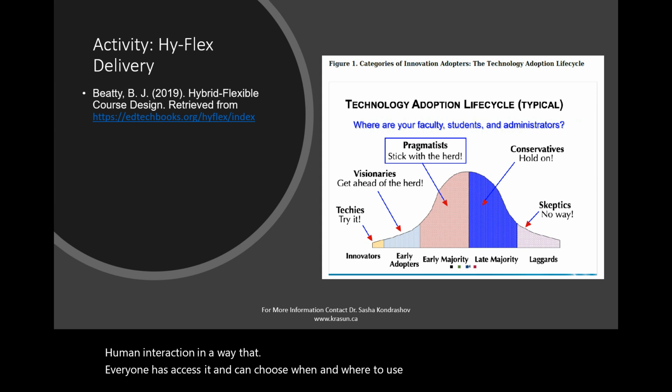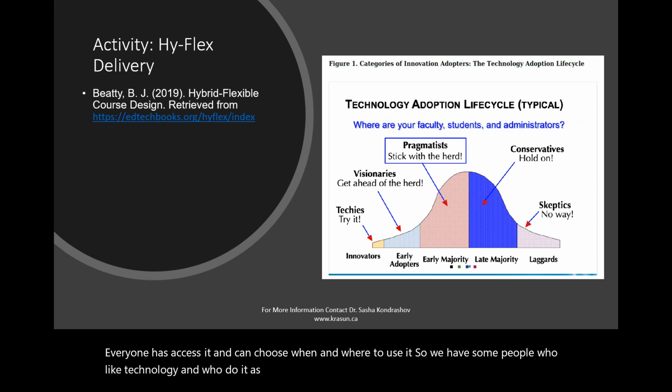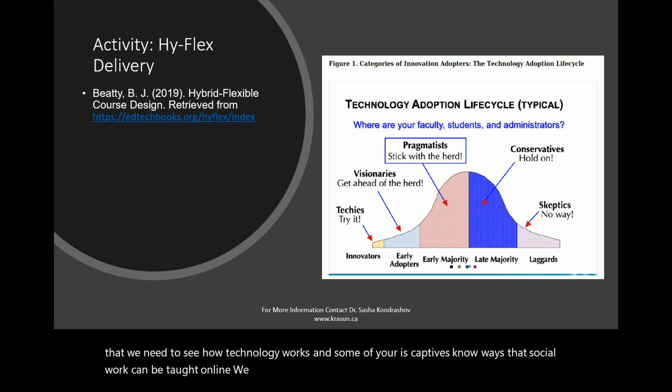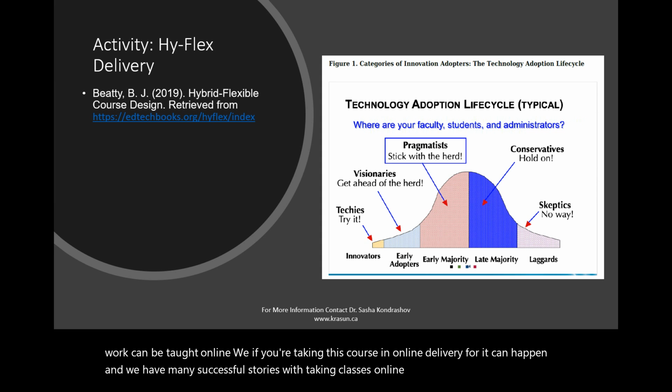So we have some people who like technology and adopt it, others who are more pragmatist, some who are conservative in a way that they need to see how technology works, and some who are very skeptical, saying there's no way that social work can be taught online. We know if you're taking this course in online delivery, it can happen. And we have many successful stories of people taking classes online. Working asynchronously is simply harder.